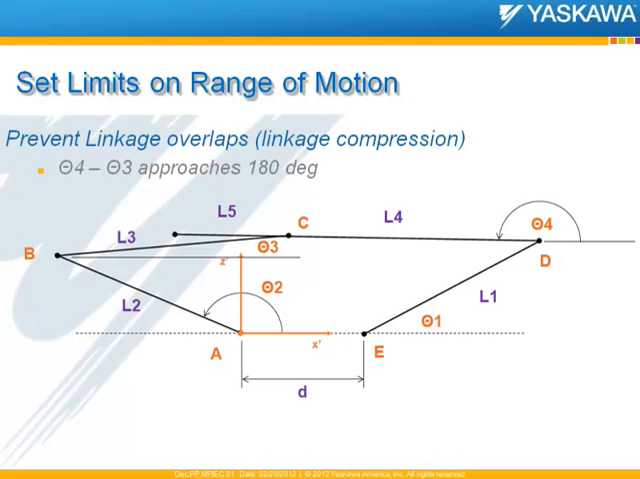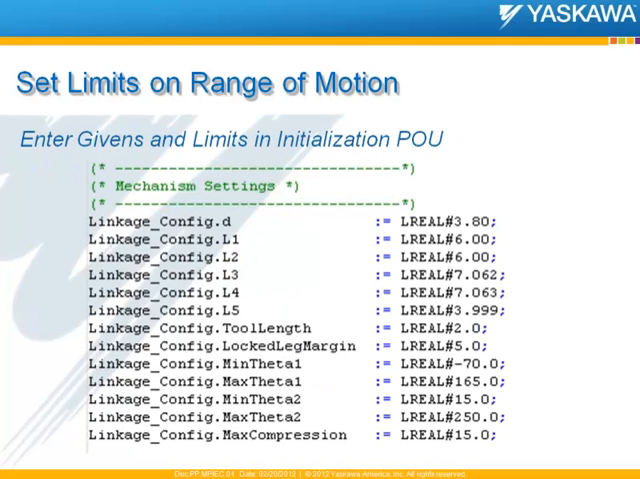So these things are handled in the givens and limits. So we put this in the initialization POU. Not only is it required for the linkage structure to define the lengths of the links in here, you also want to define your min and max ranges of some of these limits of motion. In this case, we said if we get within 5 degrees of a leg being straight, we're going to stop at that point.